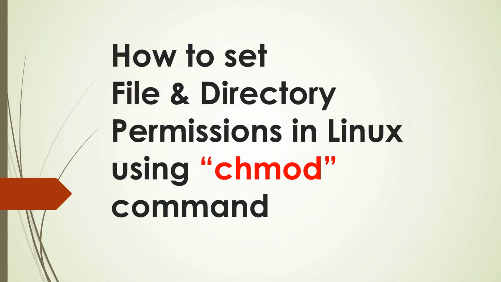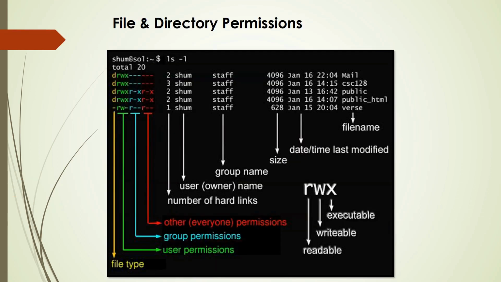For today, we will see how to set file and directory permission in Linux using the chmod command. For this, we have to see and understand file and directory permission. When you type ls -l, all the directories and files under the current directory will be displayed. So this is one such example.